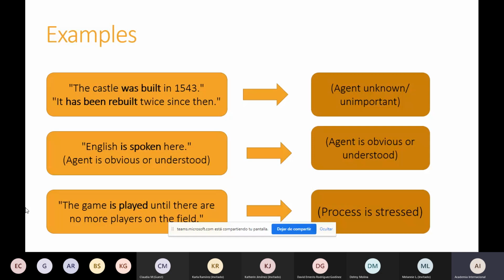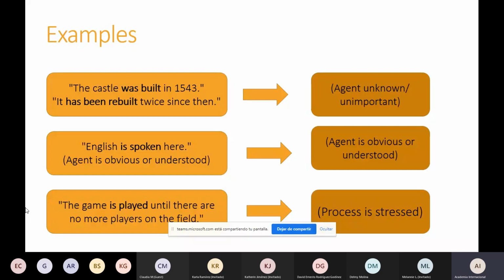It has been rebuilt twice since then. Ha sido reconstruido 2 veces desde entonces. Y aquí, the agent is unimportant or is unknown. No conocemos quién realizó esta acción. English is spoken here. Ok. En inglés es hablado acá. ¿Por quién? We don't know. No sabemos quién es, quién habla, por decirlo así, en este idioma.